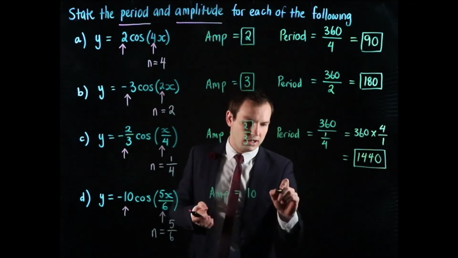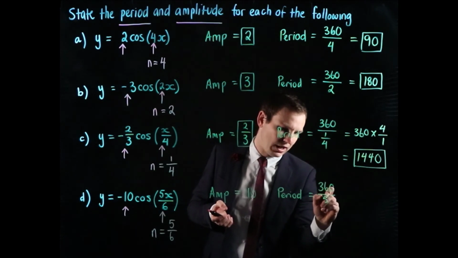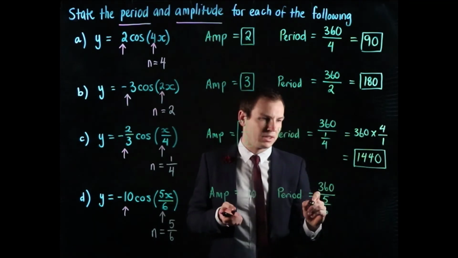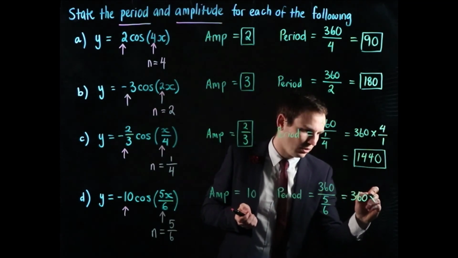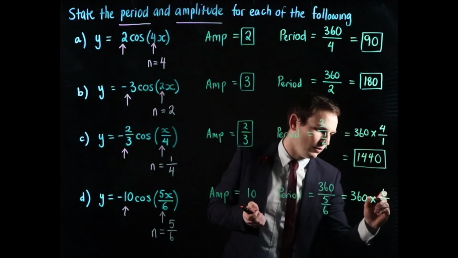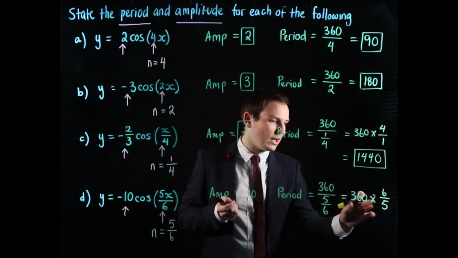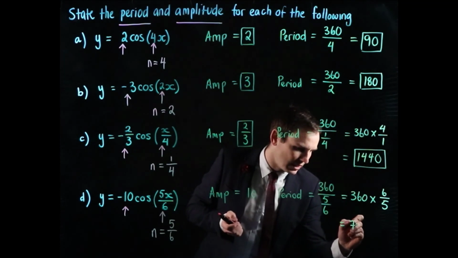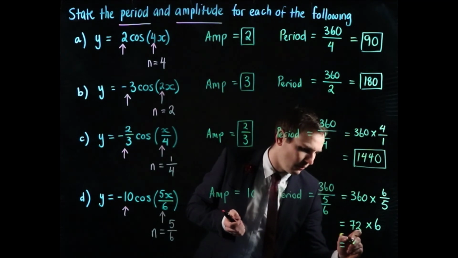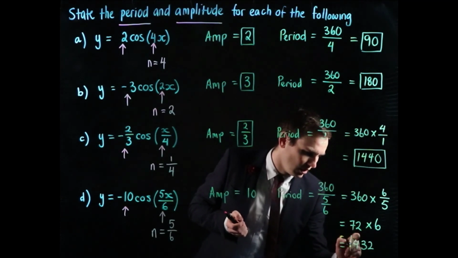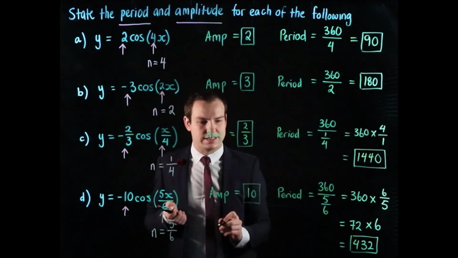So to calculate the period, we have 360 divided by 5 over 6. To evaluate that, that's 360 multiplied by the reciprocal, which is 6 over 5. To help answer this, I'm going to do 360 divided by 5 first, which will give 72. And then we multiply that by 6. So our answer is going to be 432. So that's the period, and this is the amplitude for part D.